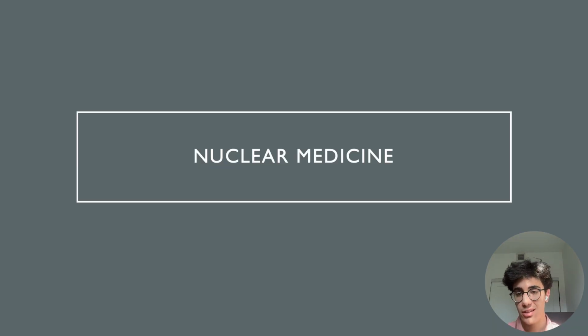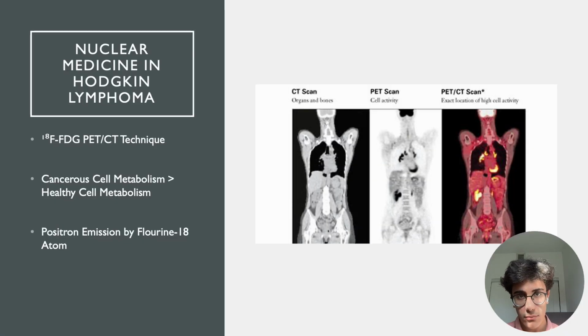Now I'll talk about the imaging slide, specifically nuclear medicine, since this is central to how Hodgkin lymphoma is staged and monitored. Now, nuclear medicine uses radioactive tracers to image function and metabolism, not just anatomy like a regular CT. FDG, fluorodeoxyglucose, which I'll talk about in the next slide, is a glucose molecule with one oxygen atom, the OH group, swapped out for a radioactive fluorine-18 atom. It's injected into the patient's bloodstream.